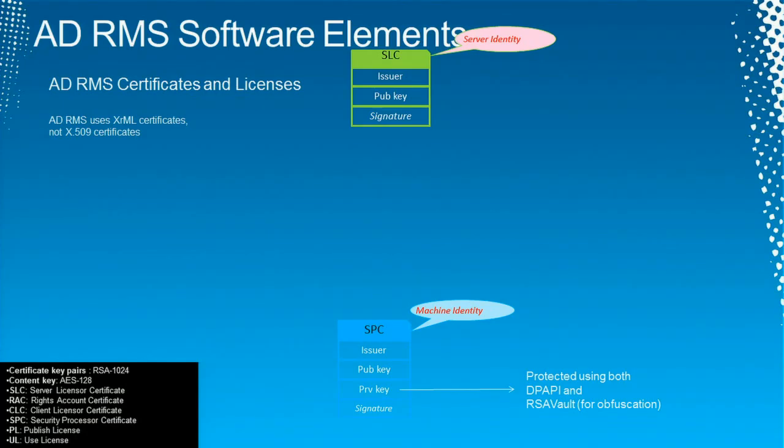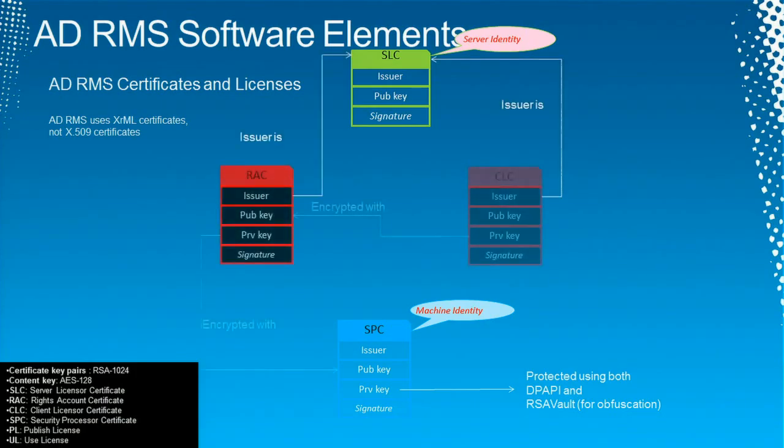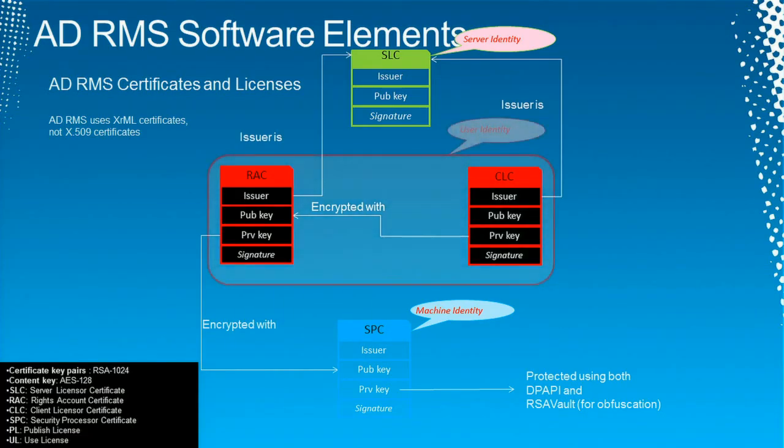One is the server license or certificate. This is what's generated on the server side, right? So the SLC is a server identity. And then below there, in the lower half of the diagram, is the SPC, or essentially the machine identity. This is kind of how everything chains together.